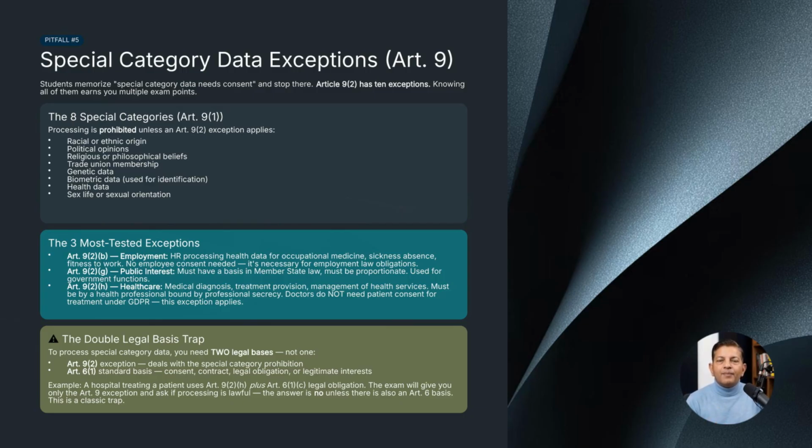First, the employment exception, Article 9.2b. This covers HR departments processing health data about employees. Things like occupational medicine, sickness absence, fitness to work assessments. You don't need employee consent for these because they're necessary for employment law obligations. Second, the public interest exception, Article 9.2g. This requires a basis in member state law and must be proportionate. It's often used for government functions.